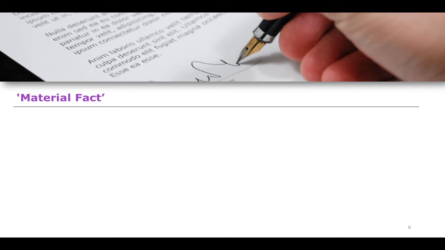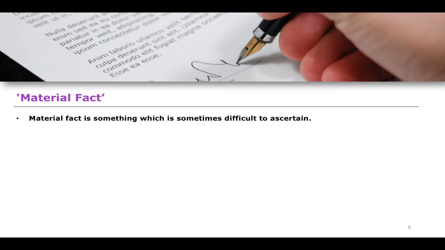What do we mean by all of these things? What is a material fact? What is a statement of material fact? Well, it is something that is quite difficult to ascertain sometimes. There are some instances in which it is very easy to ascertain.